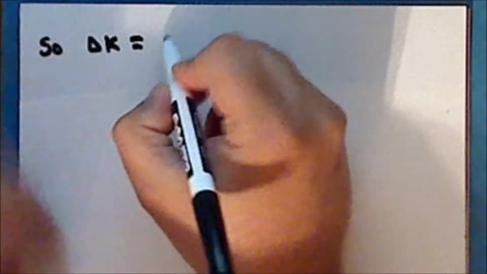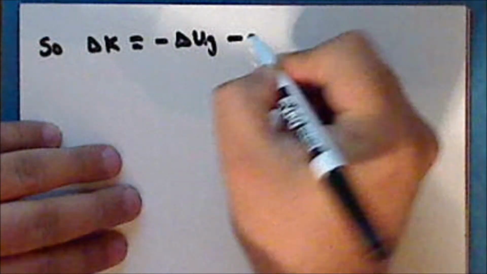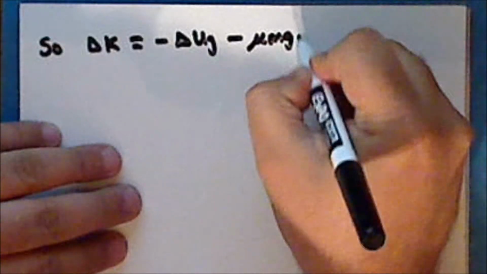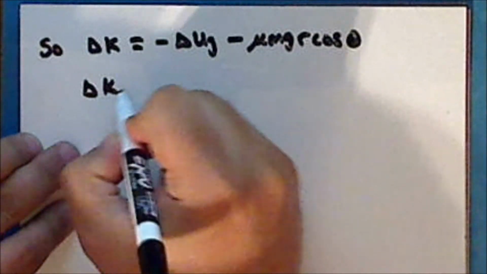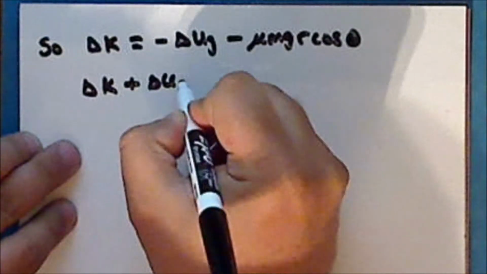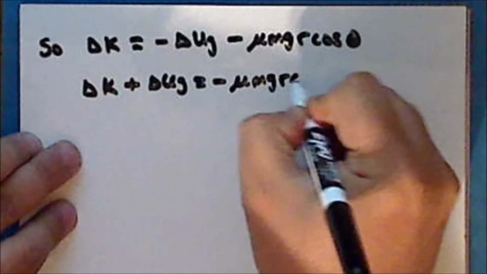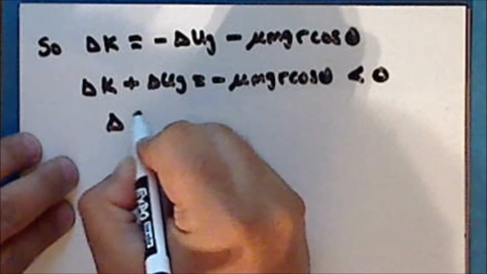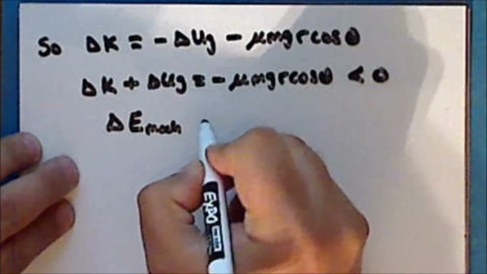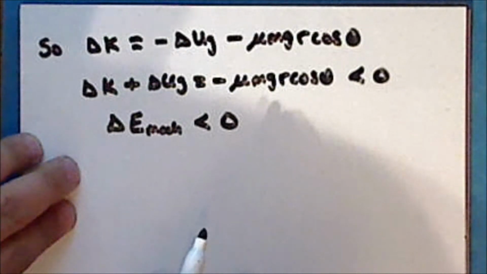And so we have that the change in the kinetic energy is equal to the negative of the change in the gravitational potential energy minus mu mg times r cosine theta. That is, the sum of the change in the kinetic energy plus the change in the gravitational potential energy is the negative of mu mg times r cosine theta, which is a negative value. That is, the change in the mechanical energy of the system is negative. The system loses mechanical energy.